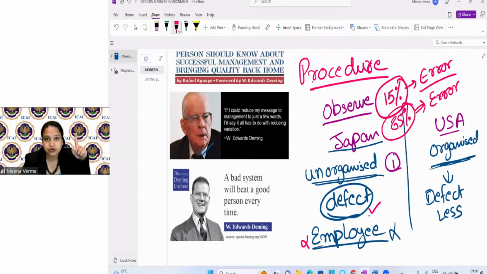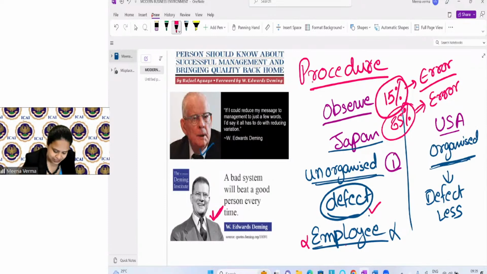Because your system is not good, your procedure is not good, right? Your prevention is not good. The entire process is not good, because of which you are producing defective units. And most of the reason is your procedure, not the employee, right? So if you correct your procedure, it will allow the employee to work properly and you will not produce defective goods. So now you can imagine. W. Edward Deming is now focusing on improving the procedure, not on the employee.